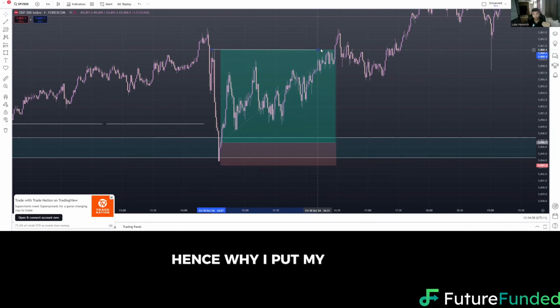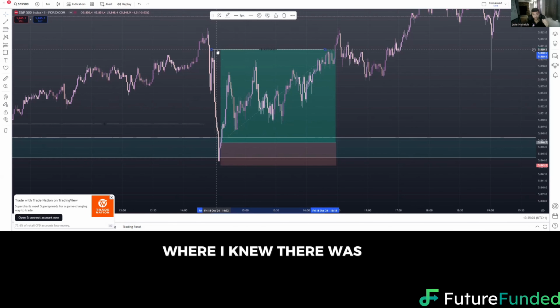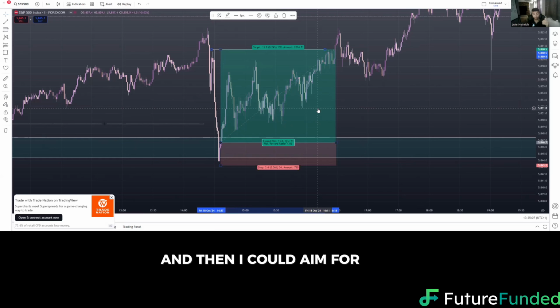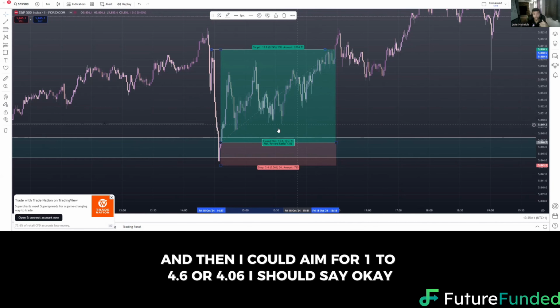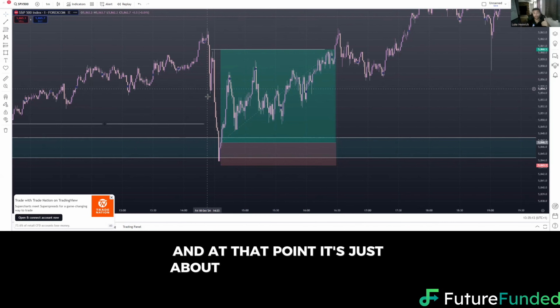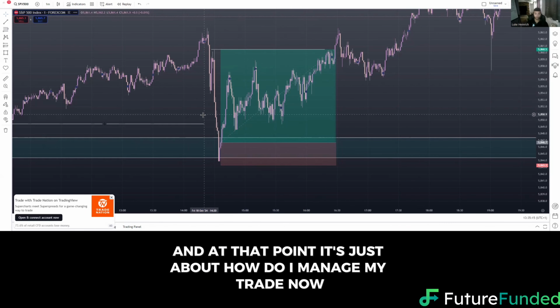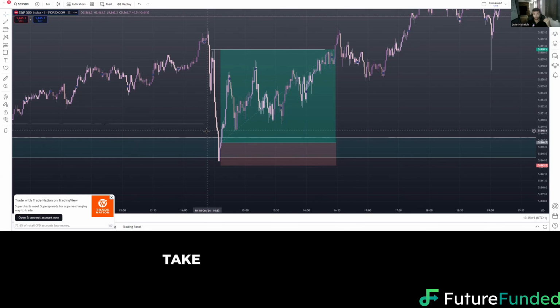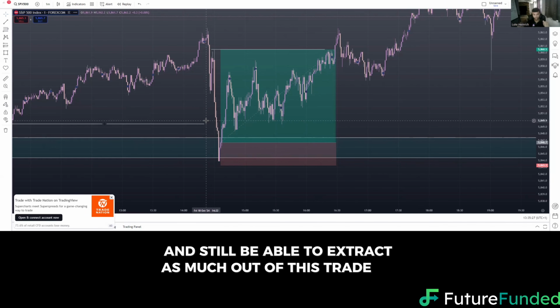Hence why I put my target right up here, just above this point of interest where I knew there was liquidity and orders sitting just up there, and then I could aim for a 1 to 4.06. Okay, and at that point, it's just about how do I manage my trade now? How am I going to manage it effectively to the point where I can pay myself, take partial profits out of the market, but still do it in a risk-free way and still be able to extract as much out of this trade as possible?